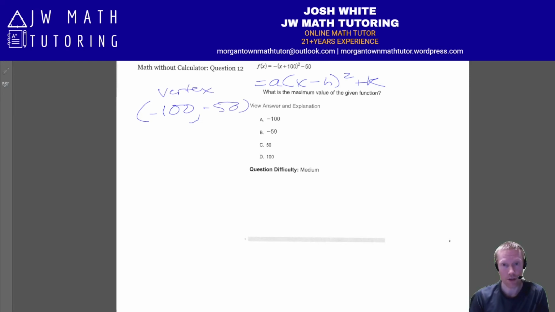This is the point where the maximum value occurs. And you also have to know that the maximum value will always be your output or your y value, or in this case, your k. Same thing if it was the minimum as well. So the answer to this is just going to be B, negative 50. The maximum value is just the y coordinate of the vertex, or the minimum value is the y coordinate of your vertex for a quadratic function.